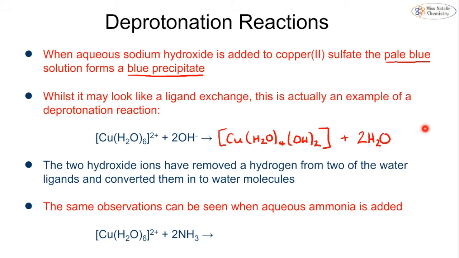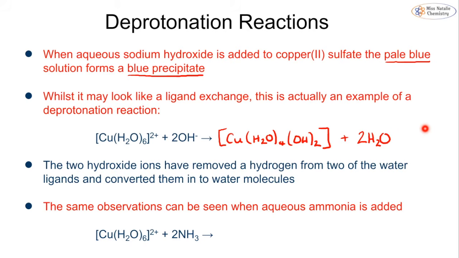Now it looks like here that the hydroxide is just taking the place of 2 of the waters, but what's actually happened is the hydroxide ions have removed the hydrogen from 2 of the water ligands and then converted them into water molecules. So we're actually losing a hydrogen from 2 of these 6 ligands, and we are left with hydroxide. So we're not actually getting a ligand exchange here.